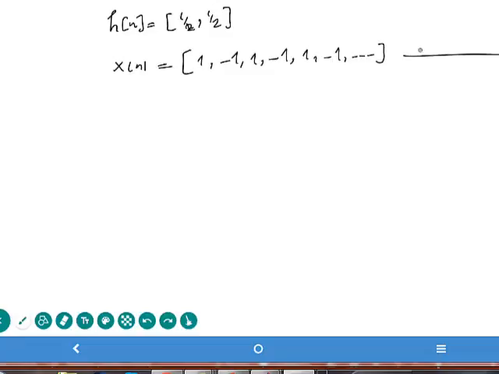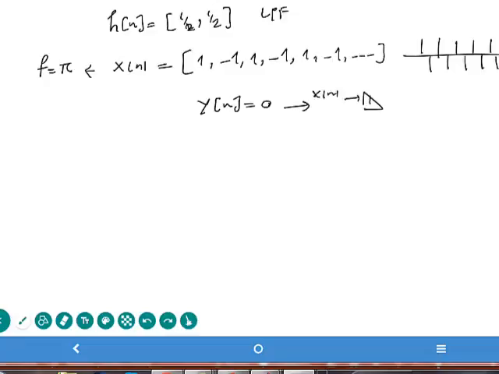Just by looking at the signal, we see that it has the maximum frequency possible. It alternates between 1 and -1 for every sample, which means it has the highest frequency, which is pi. So the frequency of the signal would be pi. Now if you pass it through this low pass filter, the output would always be 0. We give x of n to h of n, but then everything is 0.